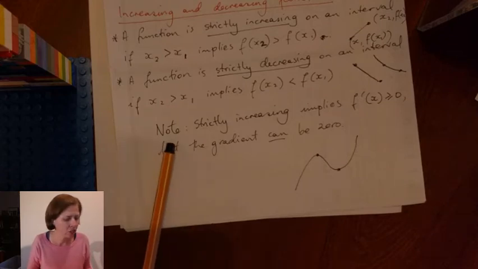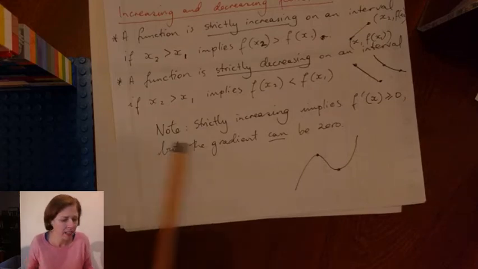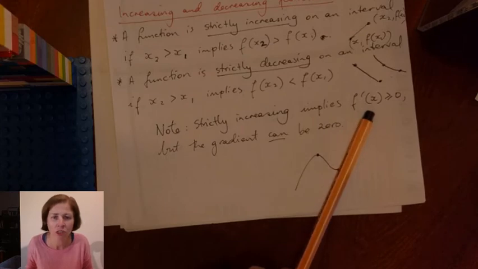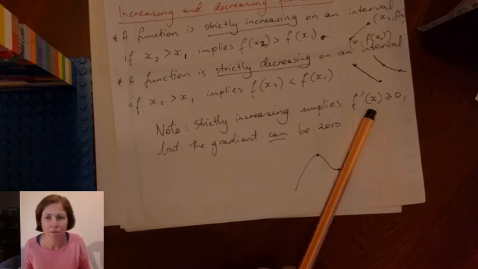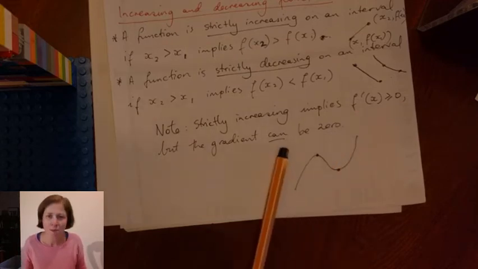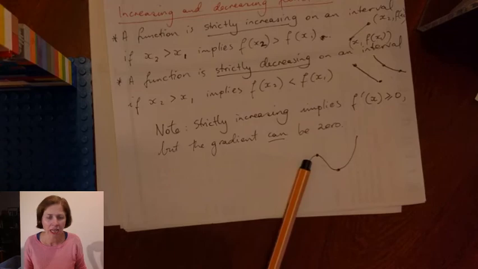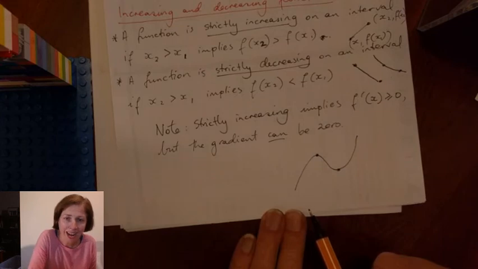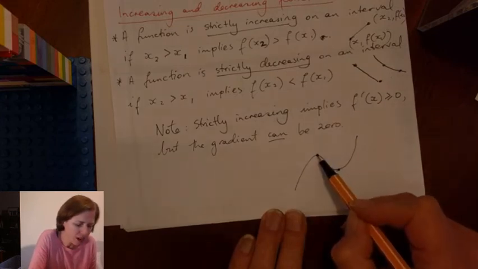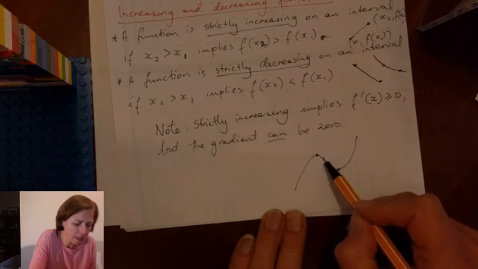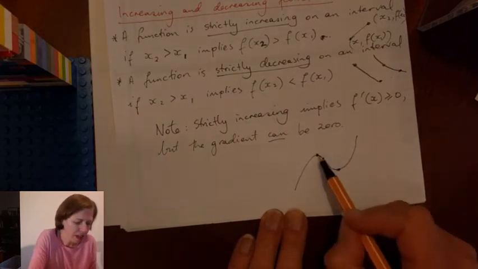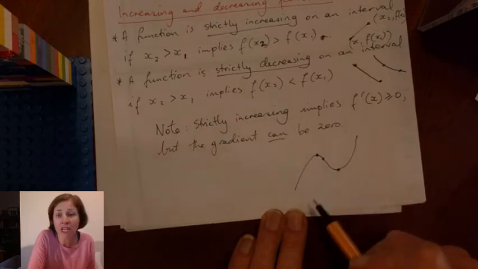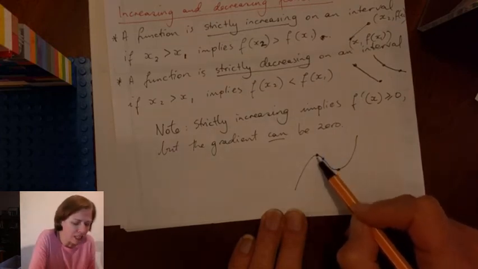Now, another thing to note, strictly increasing implies f dash of x is greater than or equal to 0. So we can use derivatives to find when my graph is strictly increasing. This says my gradient is equal to or more than 0, okay? The gradient can be 0. So if I look at this little diagram here, if I sit right on this point here, where my gradient is 0, that's the turning point, and then I choose any other point to the right, then it is true that I've gone to the right and down, therefore it is true that I'm strictly increasing, including this point here.